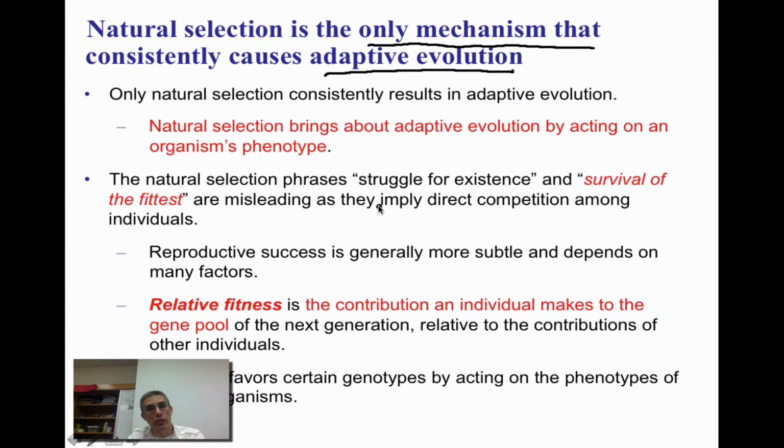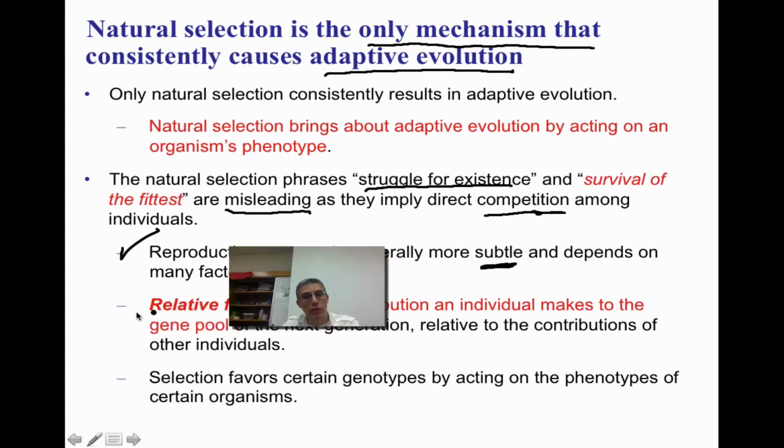Now, the natural selection phrases struggle for existence, which is a phrase that we often use, and survival of the fittest, oftentimes can be misleading because they imply that when you talk about natural selection, you're always talking about competition, and that's not necessarily the case. What we need to think about is something called reproductive success. And sometimes this reproductive success can be very subtle, and remember that success can depend on many factors.